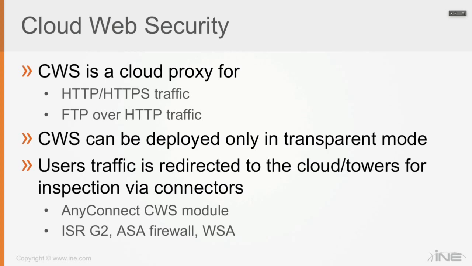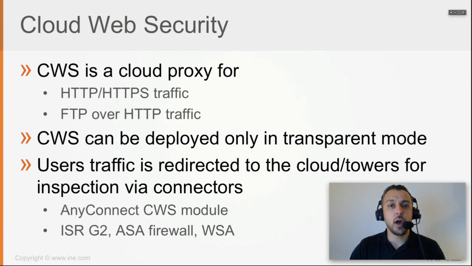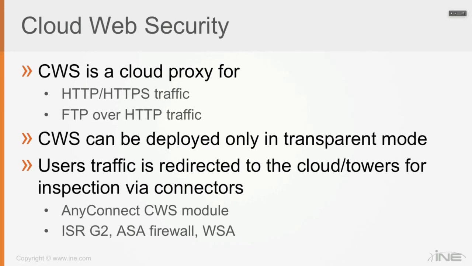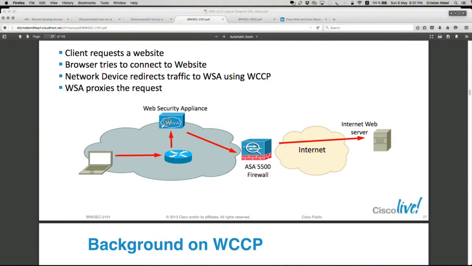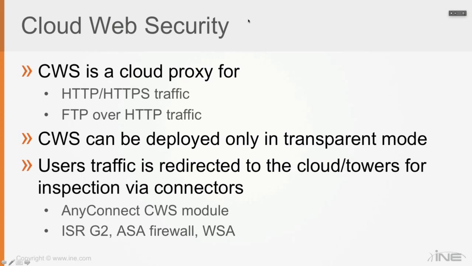So you install that module on AnyConnect, and then all the user's web traffic, HTTP and HTTPS, from that computer is going to get redirected to the cloud transparently, without being configured in the browser, or of course even without the user being aware. Other connectors are going to be the ISR G2 routers, or the ASA firewall, or the web security appliance by itself can redirect traffic to the cloud for inspections. Now, of course, each option has its own different use cases. Why would you choose one over the other? But let's see what is the traffic flow in this case.